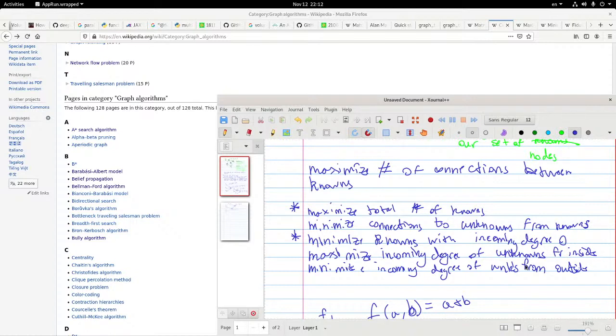Yeah, I also want to maximize the number of connections between knowns, right? So I want all the knowns to be highly connected. The reason is because I want to increase the density of the graph so that whoever I'm giving this to has to do more computation before they send it back, right?